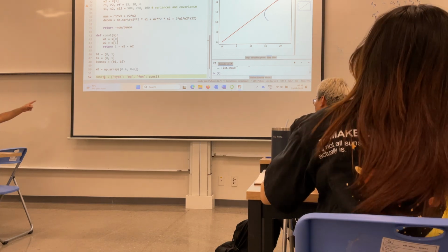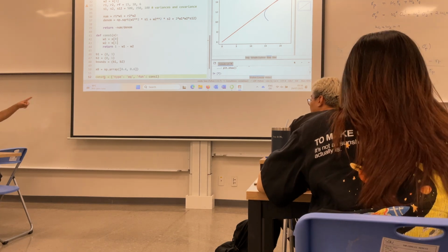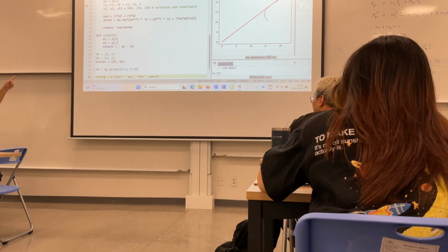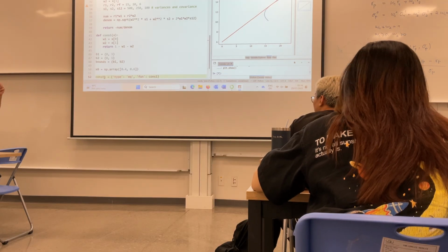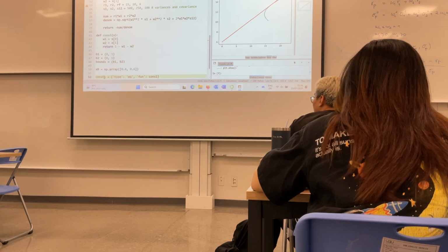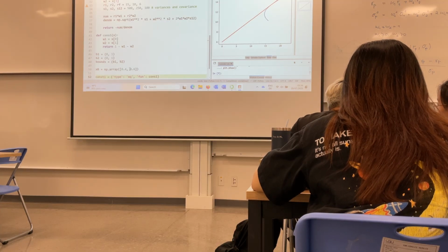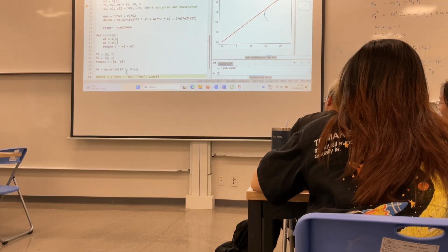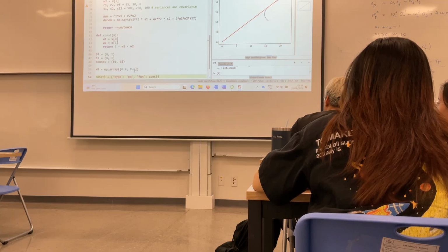We say this is an equality of this function, which is defined out there as cons 1. So that should always be an equality. It's a function, to 0. So equality means that it's equal to 0.